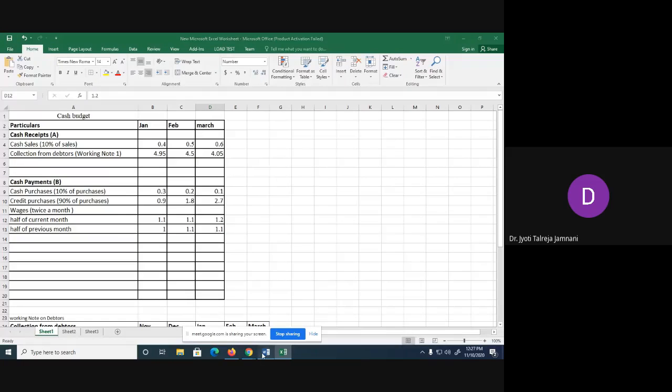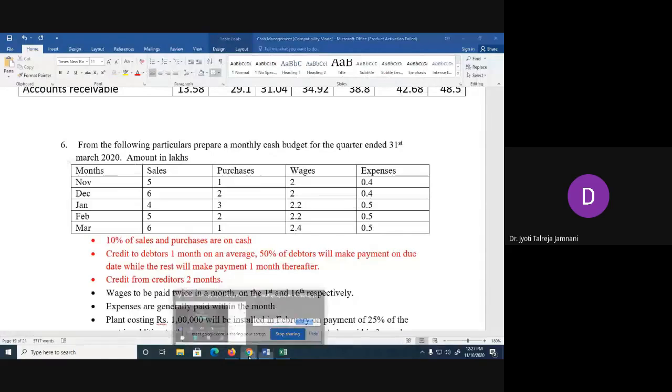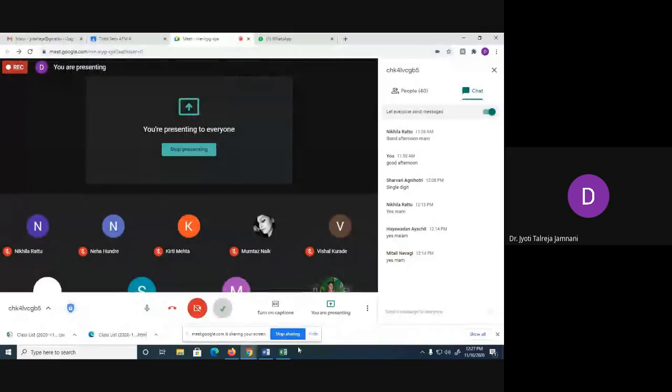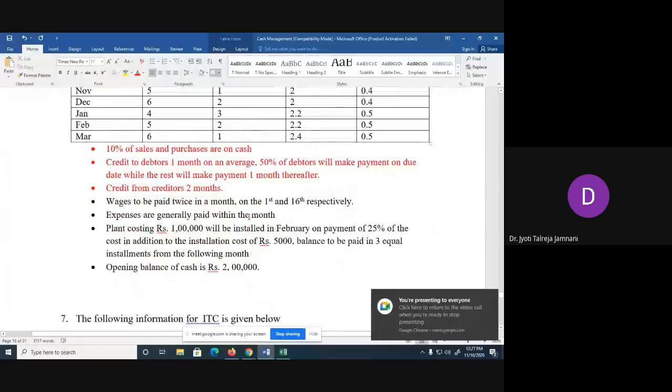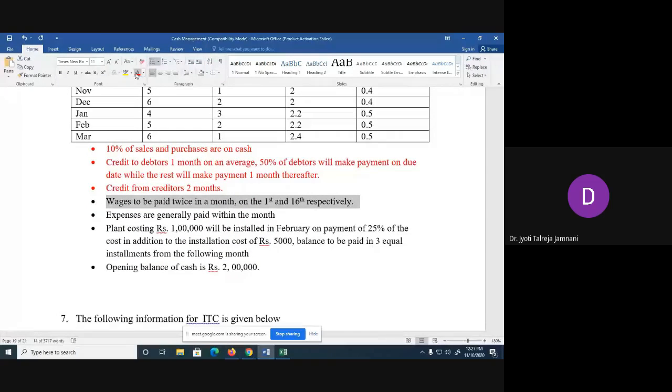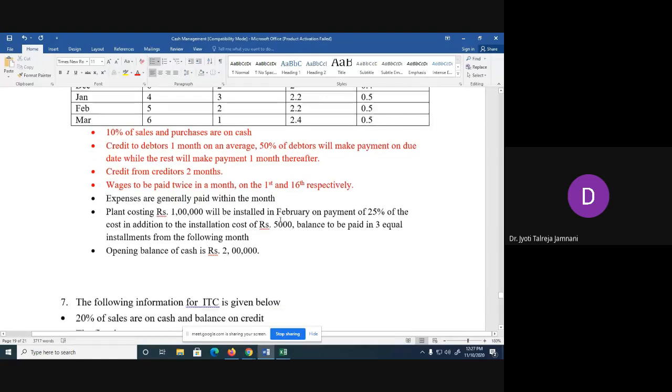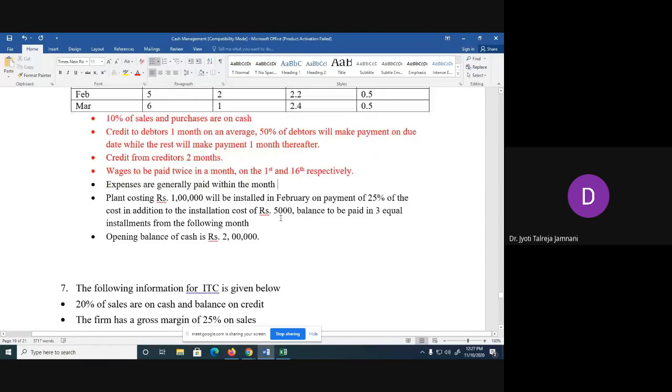Let's see what is the next adjustment. Expenses are generally paid within the month. Within the month means there is no time lag. So if it is January month expense, it will be paid in January only. That is what it means. So within the month means in the same month. If they would have said within 1 month or after a month, then we would have paid 1 month later.